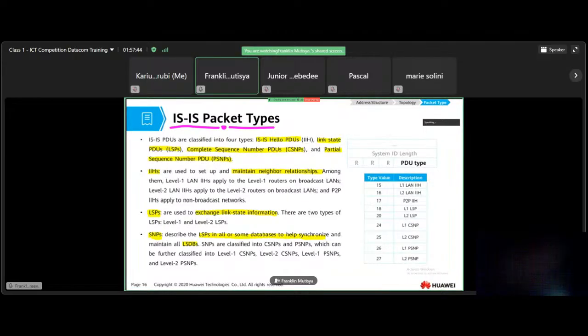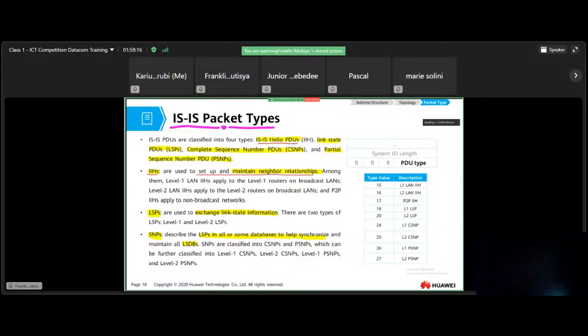Now let's look at ISIS packet types. During ISIS neighbor relationship establishment and neighbor adjacency, we involve these three types of packets. One is known as the ISIS LO PDUs. Okay, we call it the ISIS, that is intermediate system to intermediate system LO. And these are used to set up and maintain neighbor relationships.